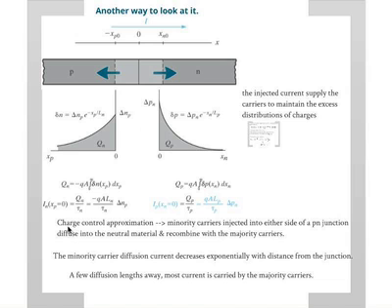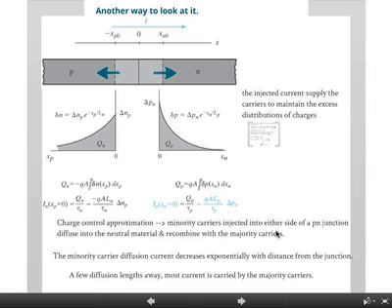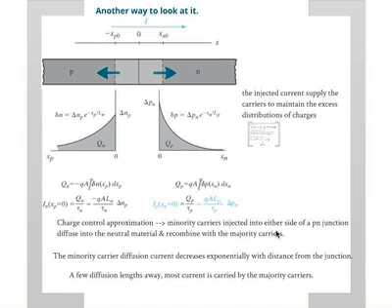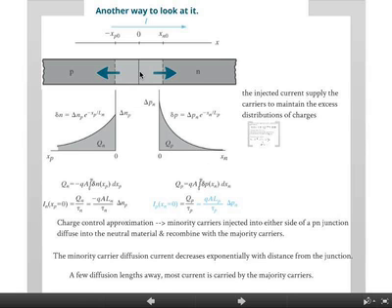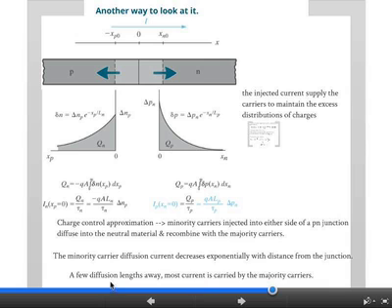Well, first, we reiterate the approximation. Charge control approximation essentially means this is what I said before, so it's nothing new. Minority carriers injected into either side of a p-n junction diffuse into the neutral material, and recombine with the majority carrier. Essentially, it's saying that there is no recombination within the depletion region. So any carriers that get injected across, they make it across to the other side. It's the same thing, okay? So that's straightforward. The minority carrier diffusion current decreases exponentially with distance from the junction. We know that. A few diffusion lengths away, most current is carried by the majority carriers.